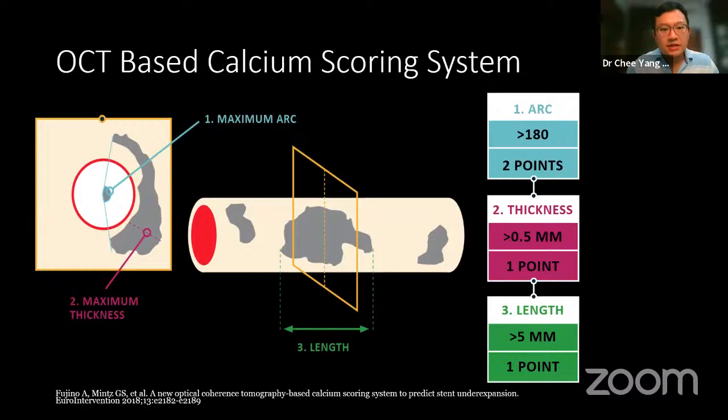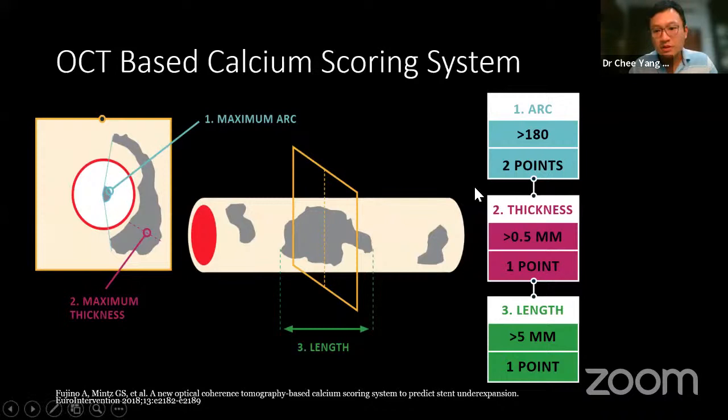Now, in terms of the calcium scoring systems, the OCT calcium score came out a few years ago. Basically it gives us an idea of how likely we are to end up with an underexpanded stent. So the OCT-based calcium scoring system comprises 3 elements. Firstly, the maximum arc of calcification, the maximum thickness of calcification, and obviously the total length of the calcified lesion.